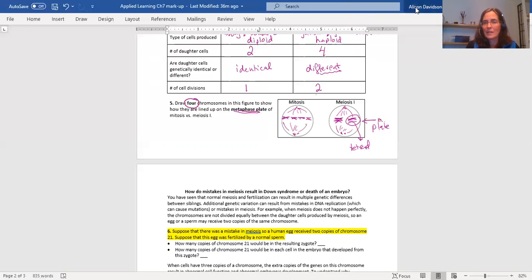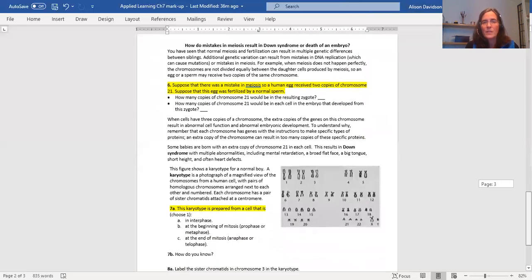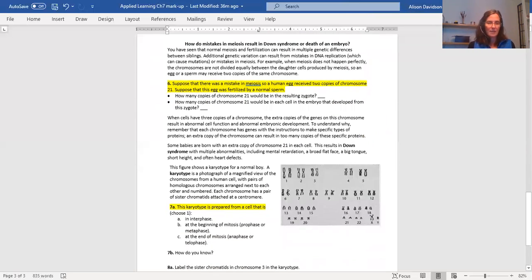All right, let's move on to our final page now. On this page, we're looking at how mistakes in meiosis can result in having an incorrect chromosome number in the resulting embryo. And we've used an example of Down syndrome for this. So here we have our question number 6.